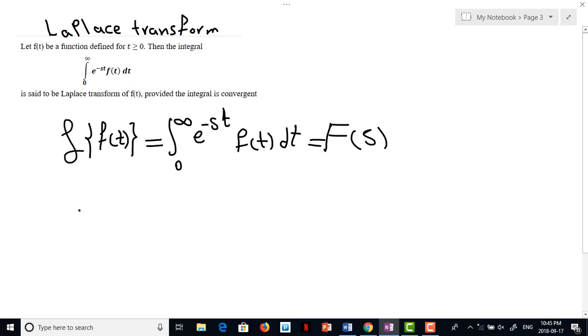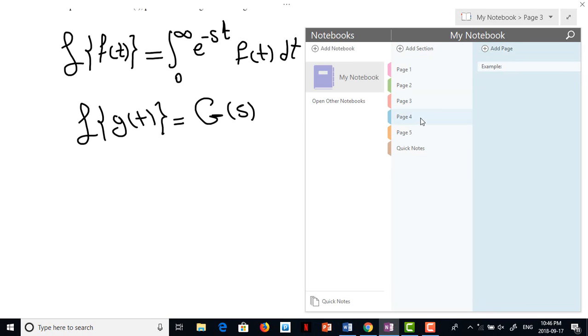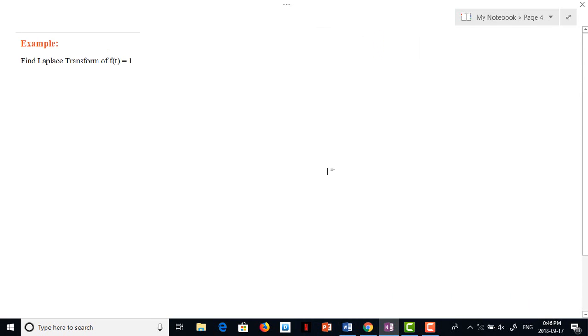So if you want to find the Laplace transform of another function like g(t), we will end up with a function and we call it G capital S. So we always use capital letters to define the Laplace transform. So now we can use this definition for different functions to find the Laplace transform. We start with a very simple function, a constant function, and we find the Laplace transform of f(t) equal to 1.